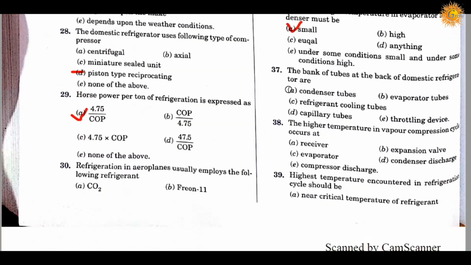Question 37. The bank of tubes at the back of a domestic refrigerator are, option A, condenser tubes. Option B, evaporator tubes. Option C, refrigerant cooling tubes. Option D, capillary tubes. Option E, throttling device. So the correct answer is A, condenser tubes.